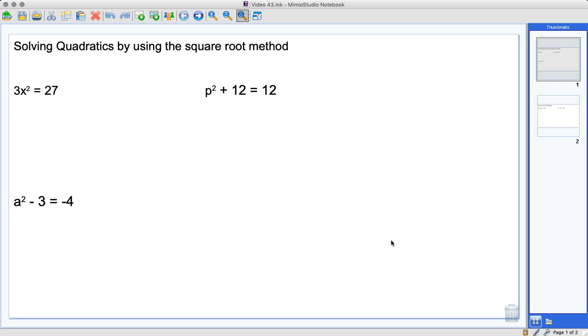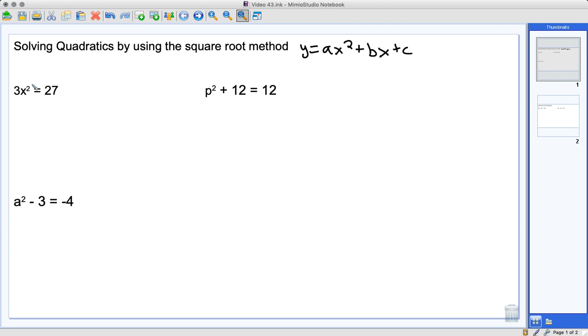If you look at all three of the problems on your screen, they all have a squared term. You've got x squared, you've got p squared, you've got a squared. There is no x term. So, reminder, quadratics are in the form y equals ax squared plus bx plus c. We don't have a bx term. Square rooting you can only use if there is no bx term.